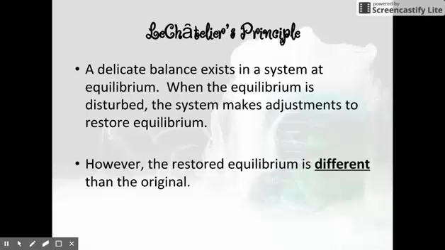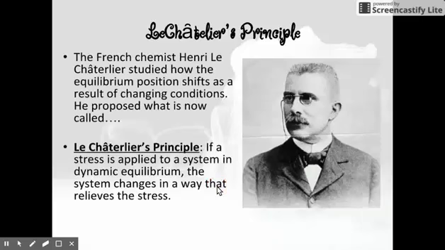So how can we adjust a system when it's at equilibrium? What if we disturb it? How does it get back to equilibrium? Le Chatelier's principle is going to help us determine what happens when we disturb a system that's at equilibrium. How does it restore itself? And it's always going to restore itself to be different than the original system was.